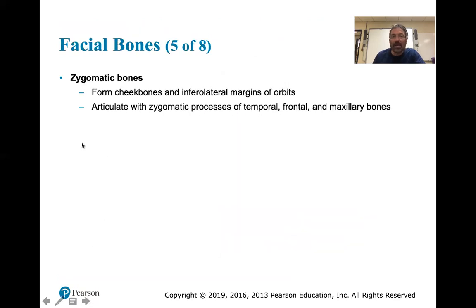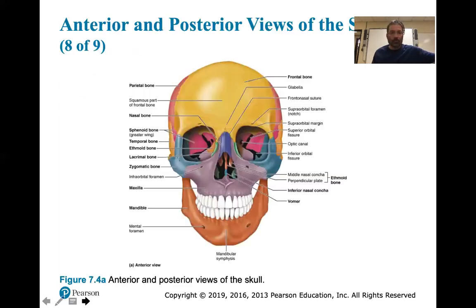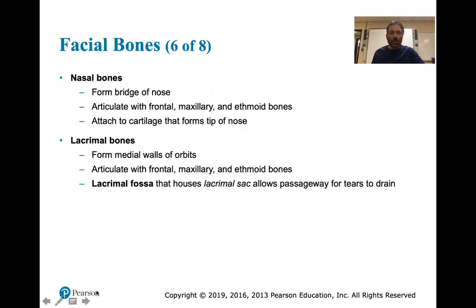All right, zygomatic bones. These form the cheekbones and inferior margins of the orbits. And I said, well, where was the zygomatic arch? So we're going to be talking about the zygomatic in this area here. All right. Nasal bones, they form the bridge of your nose. And we all know by ethnicity that they're all generally a little bit different.